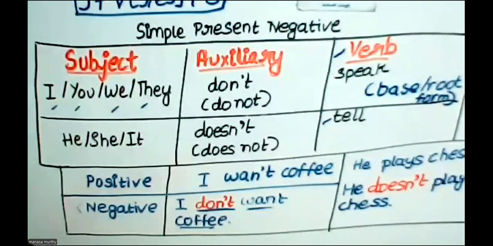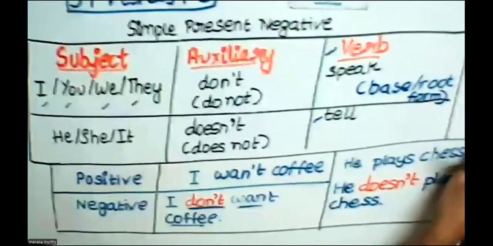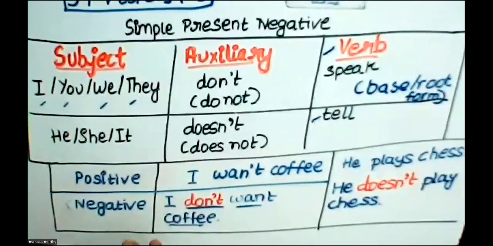He plays chess. I want fruits. How will you tell this sentence in negative form? They have said a sentence: I want fruits. So, I do not want fruits. I don't want fruits. Just for example, I'm saying you need to have a lot of fruits and vegetables. Correct. Exactly. I don't want fruits.